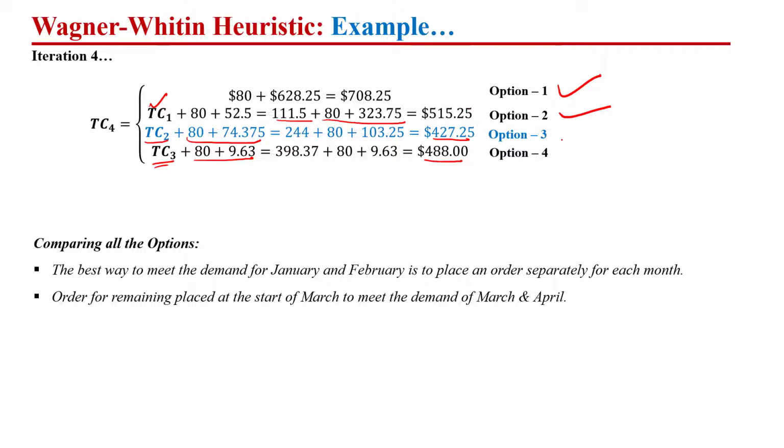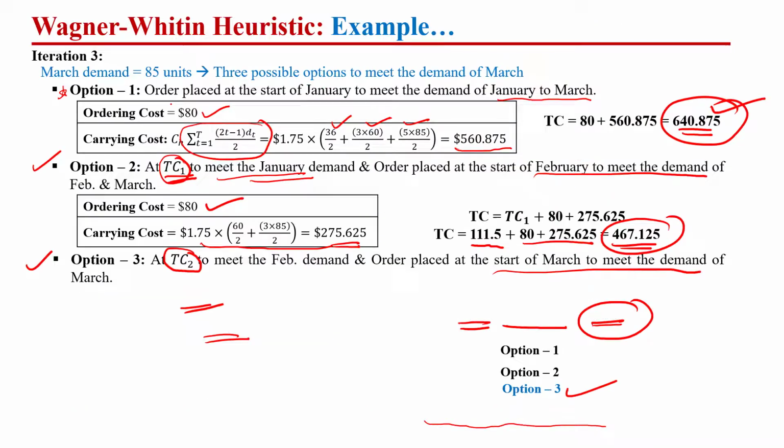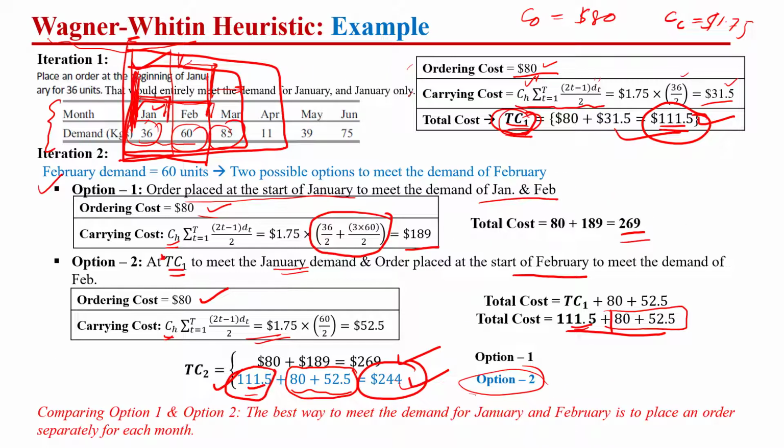So if we compare all three options, we can see that option number three is the best one, which means the minimum total cost is against option number three. So how are we going to read this one? TC2 means iteration number two, and in iteration number two, we have already decided.